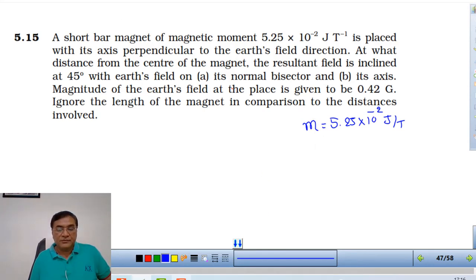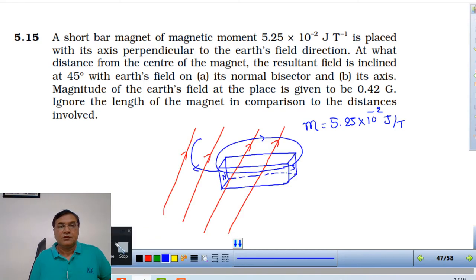So I draw the figure. I stop for some time to save the data. So the question is, at what distance from the center of the magnet is the resultant field inclined at 45 degrees?